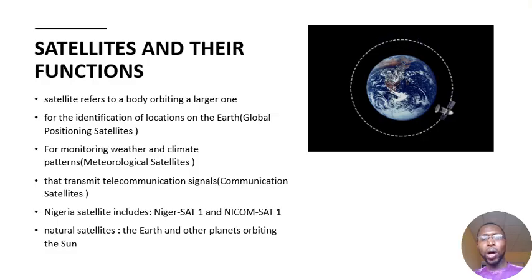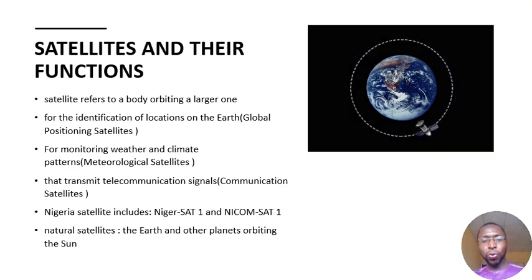Now, when we talk about satellites, they are referred to as a body orbiting a large object. You can see this small body orbiting this large object. In this case, the larger object is the Earth. Most often, when we talk about a satellite orbiting the Earth, we are talking about the artificial satellite, which is just a body orbiting around the Earth.